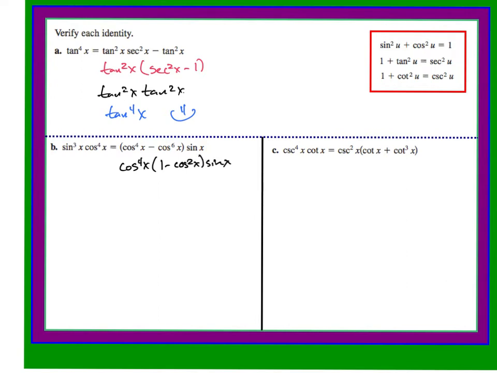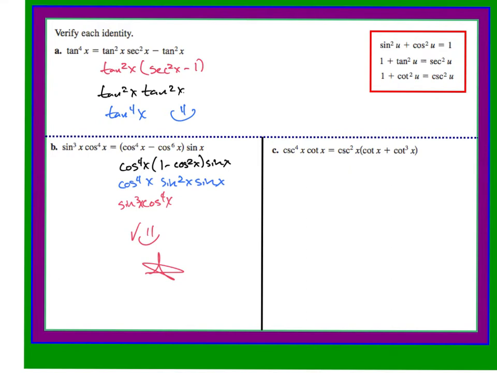Well, what in the world is 1 minus cosine squared? That's sine squared. So now this is sine squared, and we have sine x, and we have cosine to the fourth x. All right. Well, what happens? Sine squared and sine go to what? Sine cubed. So now we end up having sine cubed x, cosine to the fourth x. Is that where we want to be? There we go. That's decent. All right, let's look at this next one.